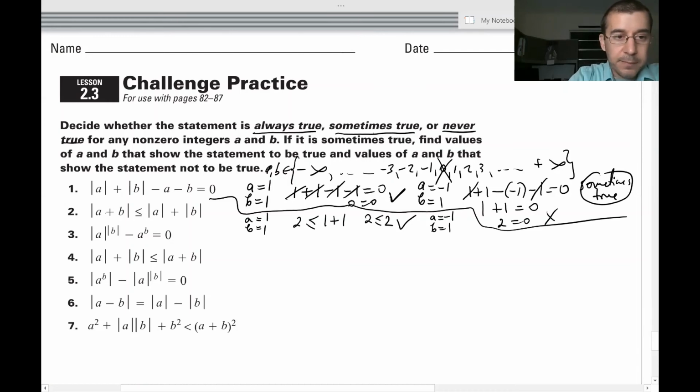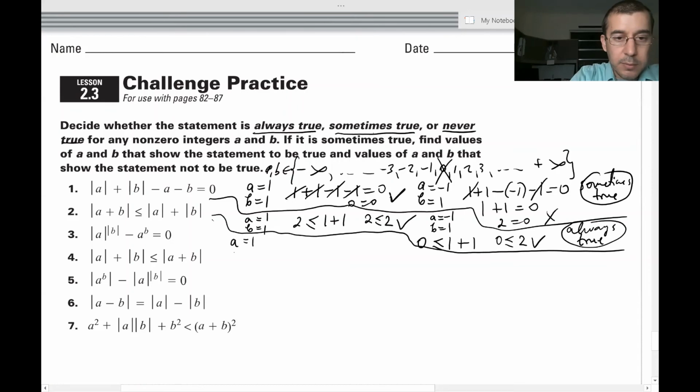Then we have -1 plus 1, that's 0. Absolute value of 0 is 0. And then we have less or equal to absolute value of -1 is 1 plus absolute value of 1 is 1. So 0 is less or equal to 2. Yes, this is true as well. So this is always true. Number 3. Let's try again. Same numbers.